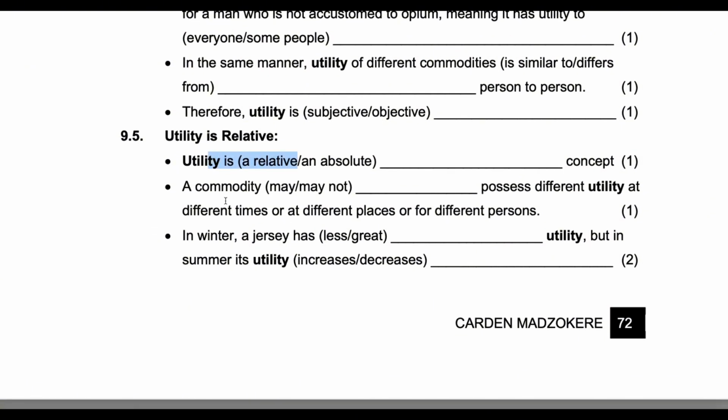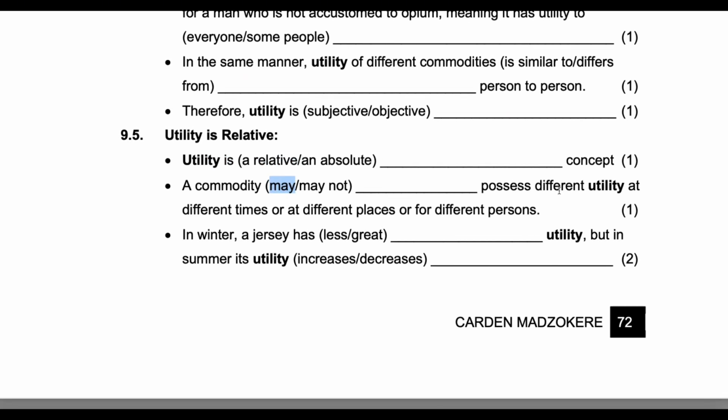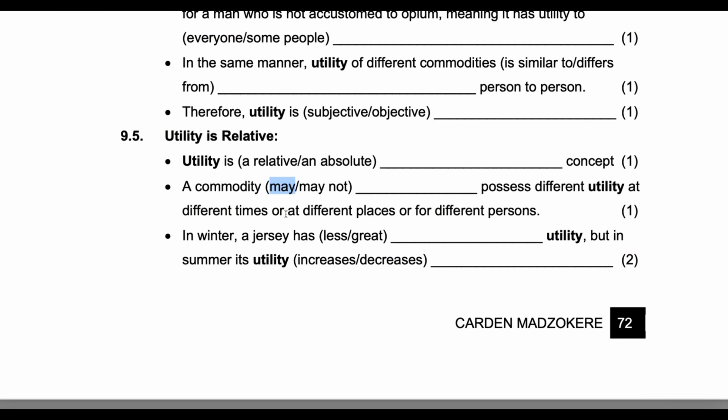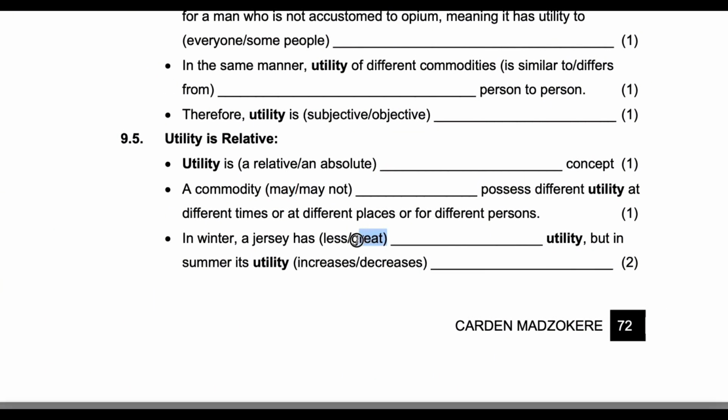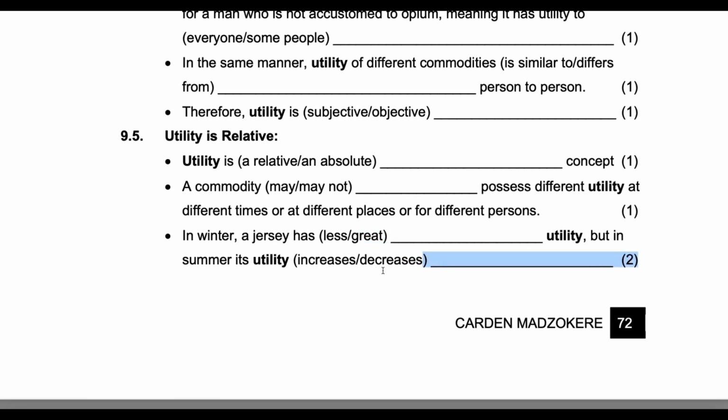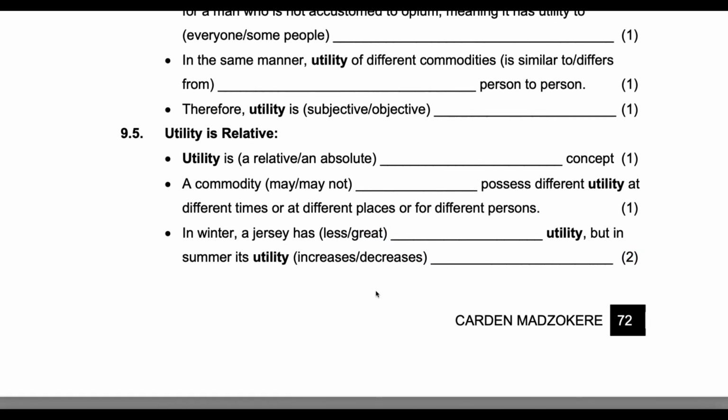And then a commodity may possess different utility at different times, or at different places, or for different persons. In winter, a jersey has great utility, but in summer, its utility decreases. So we're taking great here, we're taking decreases here. So that sums up this part.